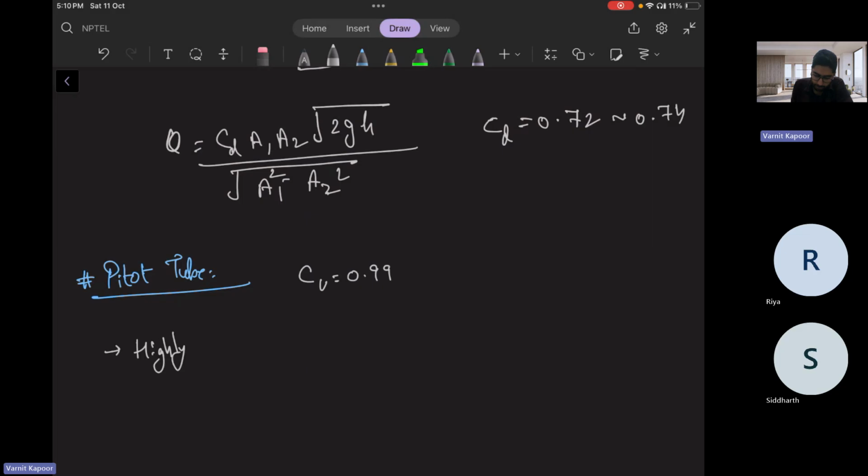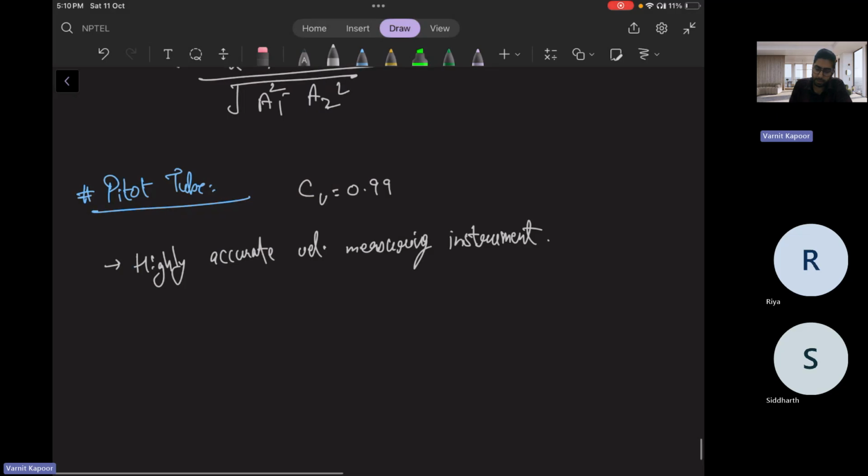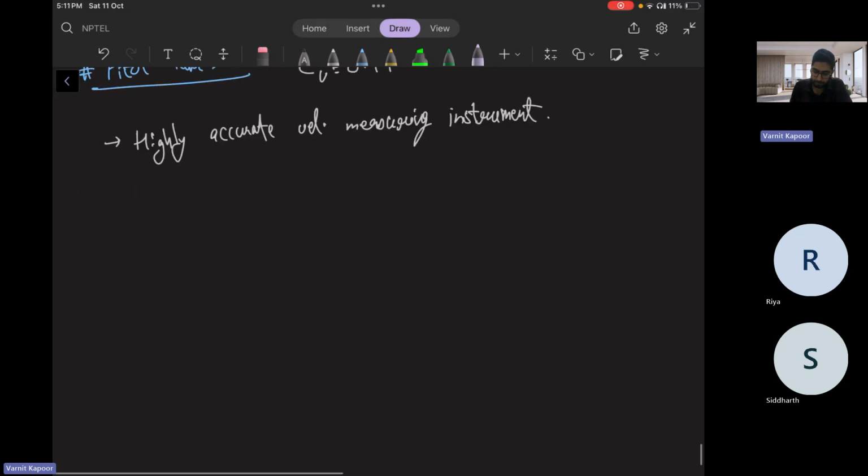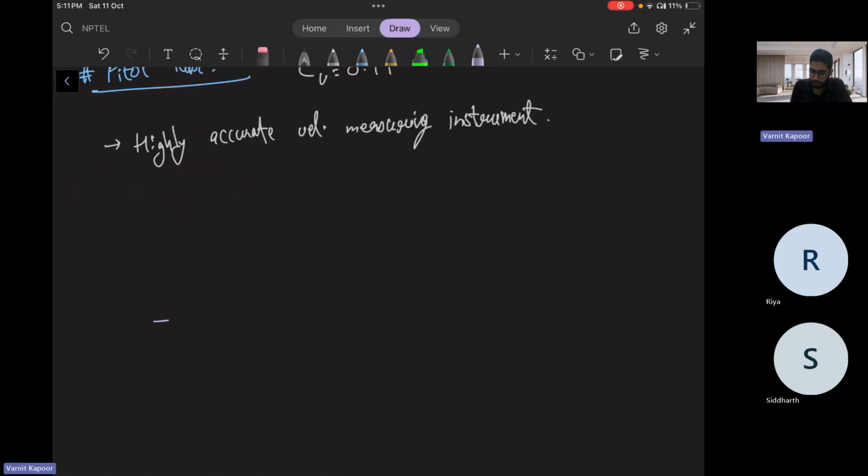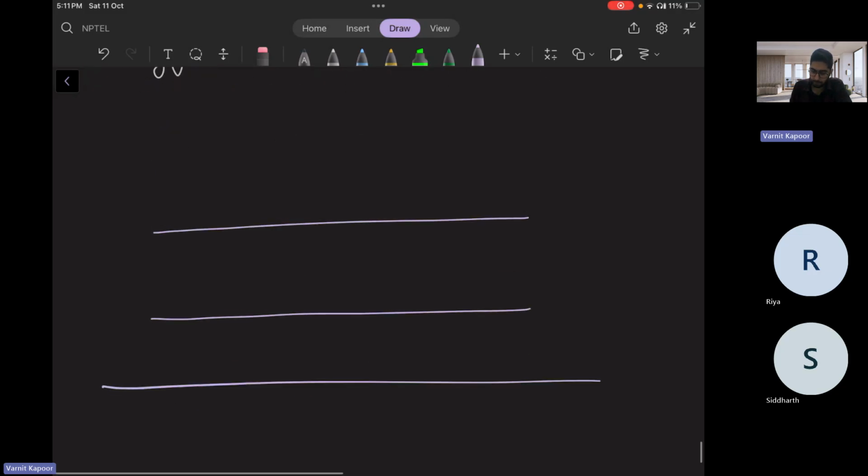Highly accurate velocity measuring instrument. It's basically used to measure the local velocity of the flow. So suppose I have a pipe like this, where flow is happening. It is at a height from the datum like this.